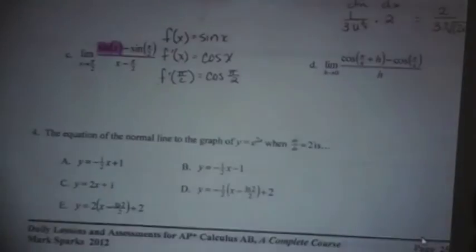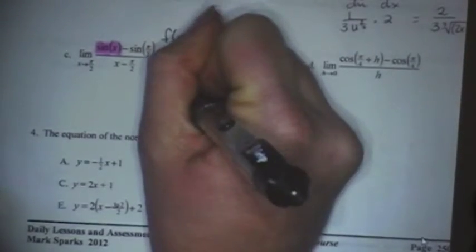And this time they gave me a value to plug in. So I'm going to plug in pi over 2, cosine of pi over 2. You can use your little left hand trick if you want to. Pi over 2 is straight up. So if I go straight up, that means my x value is 0. So f prime of pi over 2 equals 0.